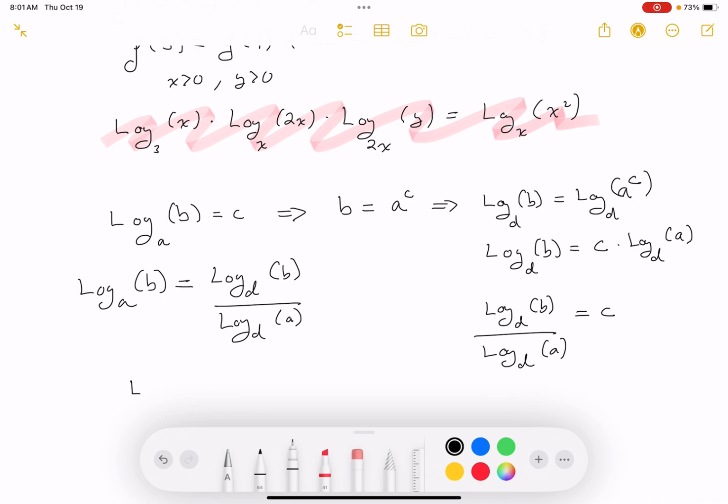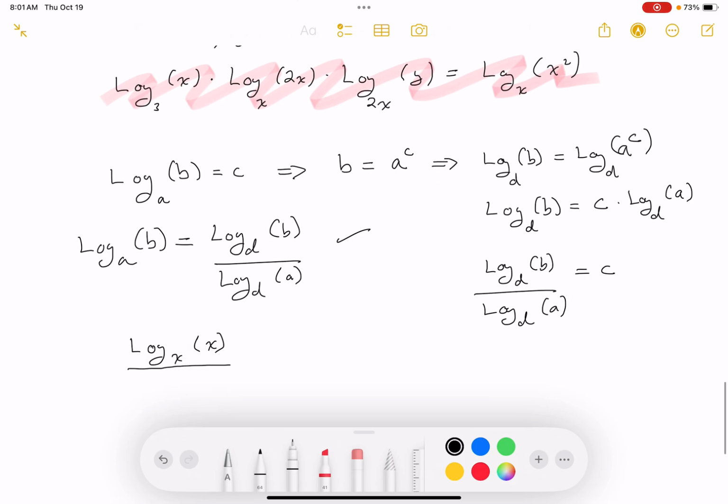So let's write this down. Log base x, and again, we're using the base change formula, of x over log base x of 3. All right, let's do the next one. The next one's simply just log base x of 2x. Let's do the next one.